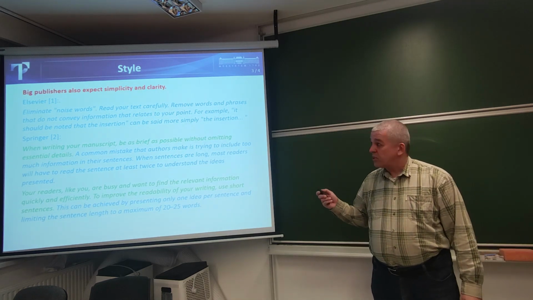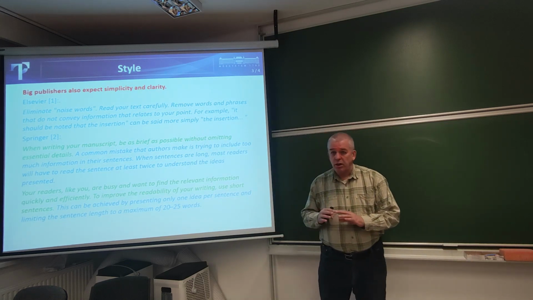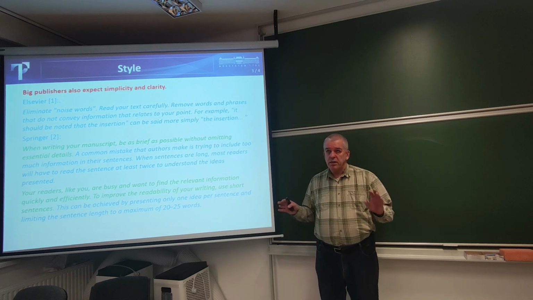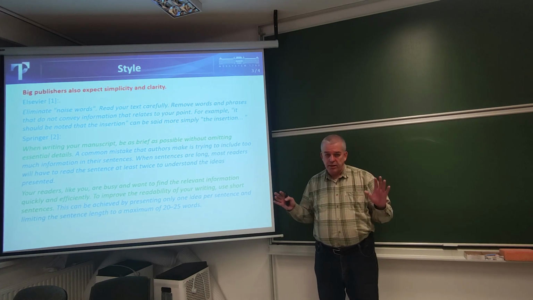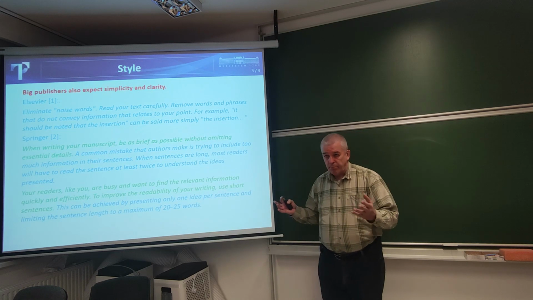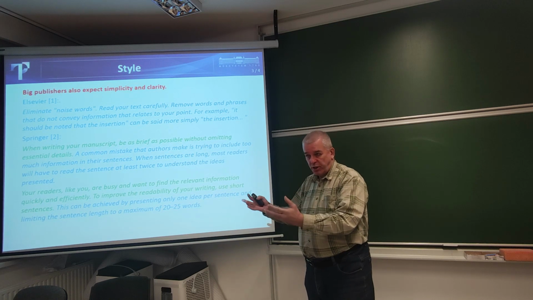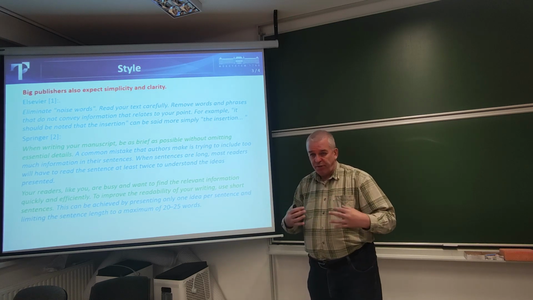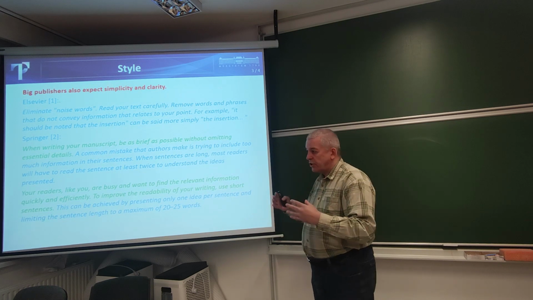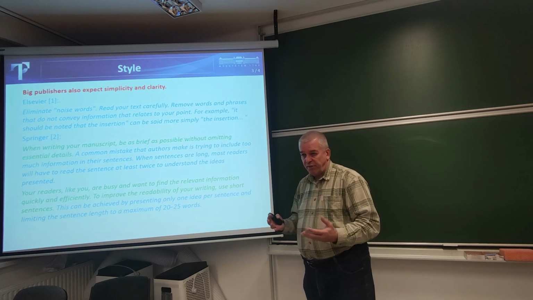Big publishers also expect simplicity and clarity. What you must understand about writing a scientific paper is that it should be optimized. A scientific paper is a form of communication, and communication is better if it is optimal. What do I mean by optimal? It conveys the most information with the least effort on the part of the reader. So it gives you much and requires little effort from you.